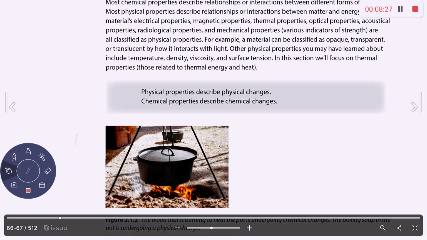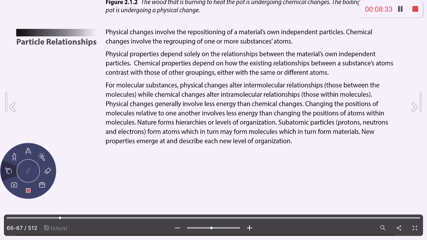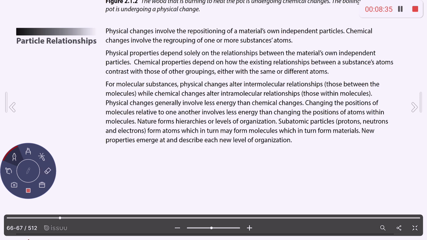Okay, so let's take a look down here at how the particles are related to each other. When we undergo physical changes, we're going to move the particles around. We're not going to break any bonds. So let me give you an example.